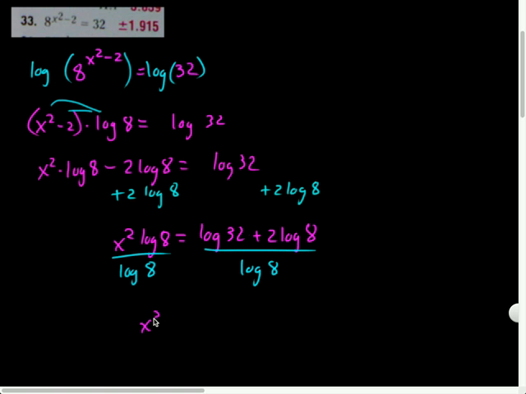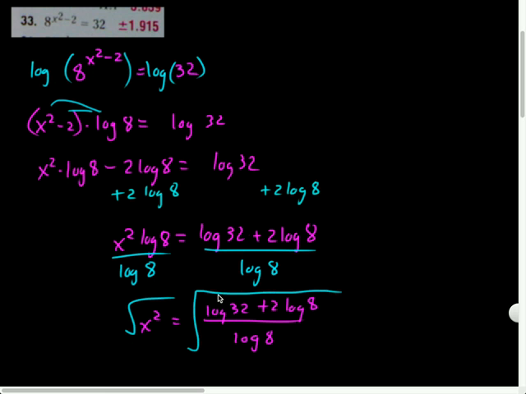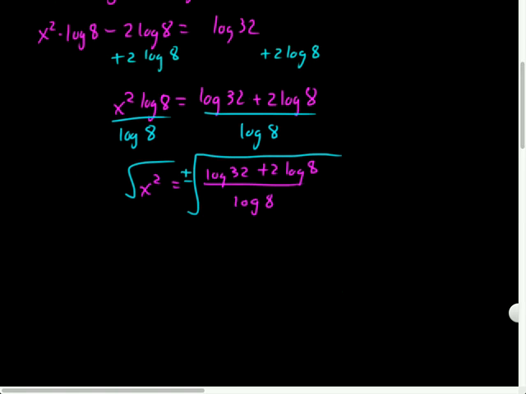And I'll get x squared equals this big ugly thing, log 32 plus 2 log 8, all over log 8. And to get x by itself, what would I do? Root both sides. Plus or minus, don't forget it. So I'll get x is equal to both of those answers.